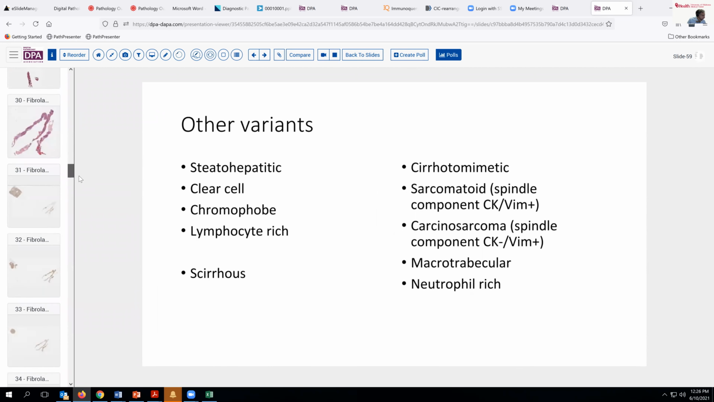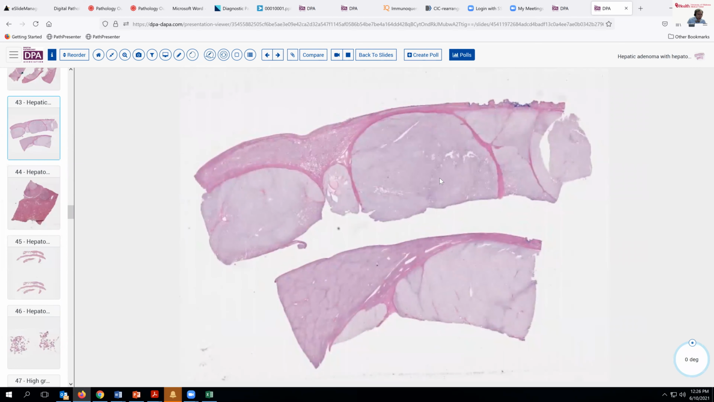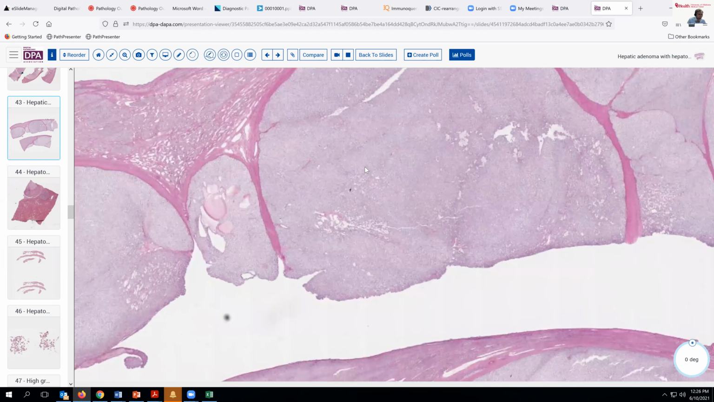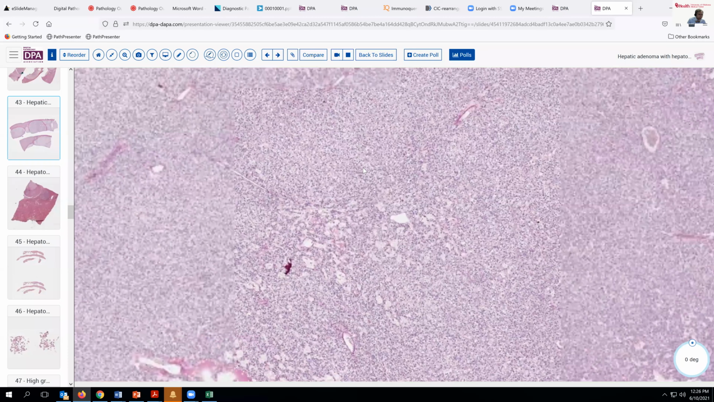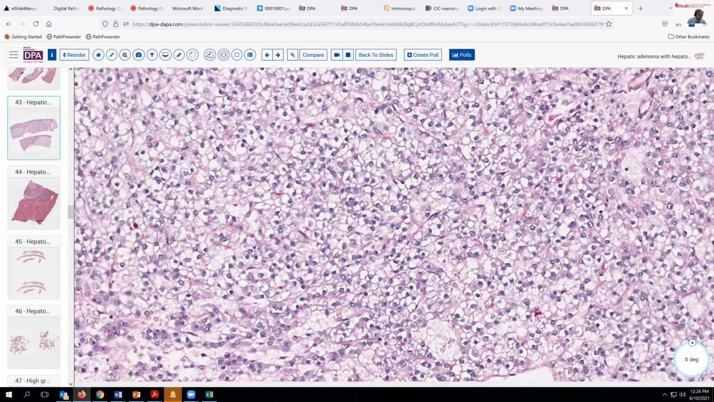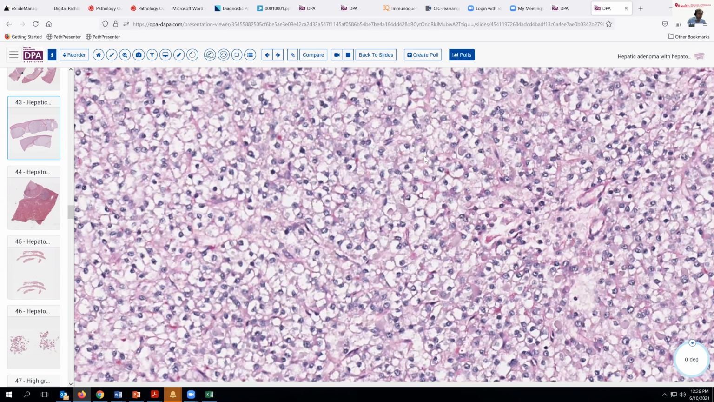I'm going to jump ahead maybe here, and we can look at one of these variants. This is a clear cell variant, and you can see it's rather pale compared to the surrounding liver tissue. Here, as you look at this, you might go, gee, this could be clear cell renal cell carcinoma or clear cell ovarian type carcinoma with this very nice clear cell pattern of differentiation. Not something that we would usually associate with hepatocellular carcinoma unless we were aware of this particular variant.